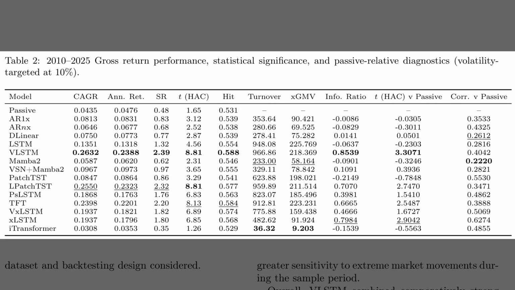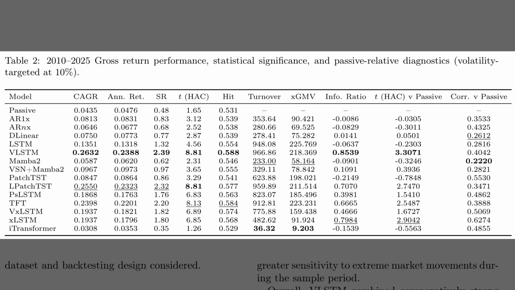Okay, while the previous table highlighted specific out-of-sample periods, Table 2 dives deeper into the full sample gross return performance and statistical significance from 2010 to 2025. Here, the variable selection network and long short-term memory hybrid clearly stands out, delivering a compound annual growth rate of about 26% and a top Sharpe ratio of 2.39.